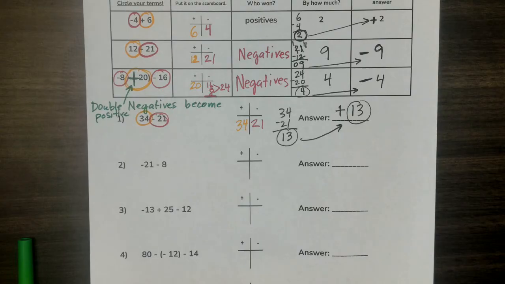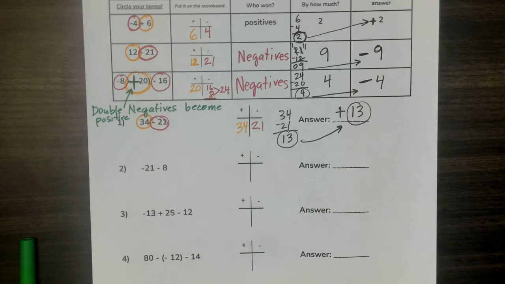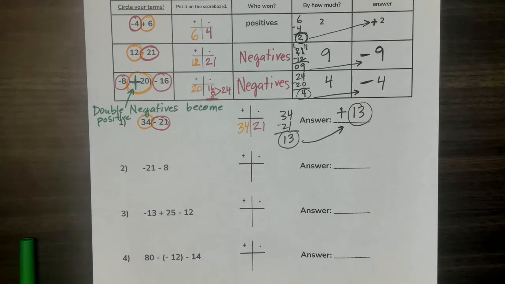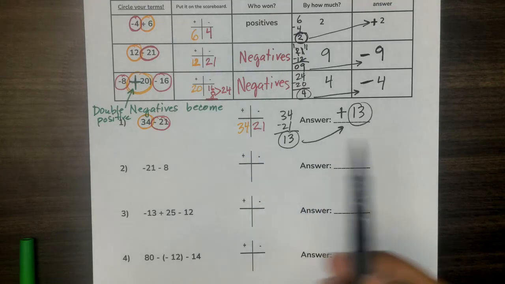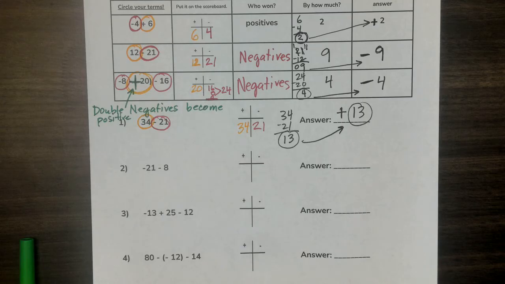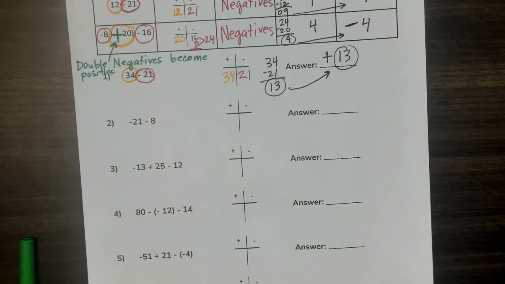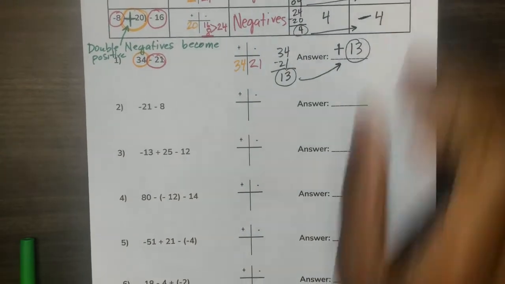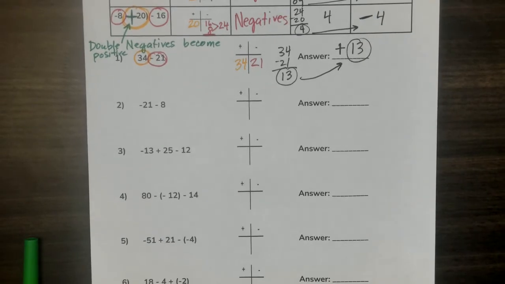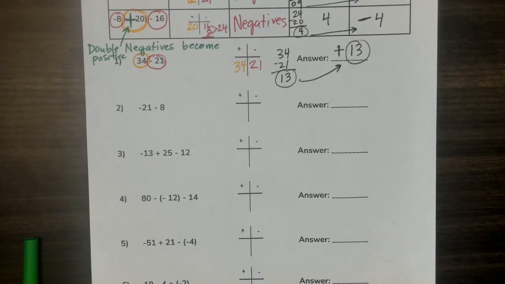Remember, our sign is always the team who won. Positive team won, so our answer is positive. If the negative team wins, then our answer is negative. Last one before I allow you to practice by yourself. Number 2.